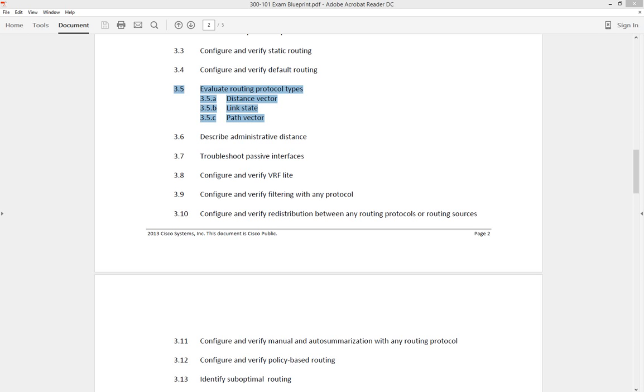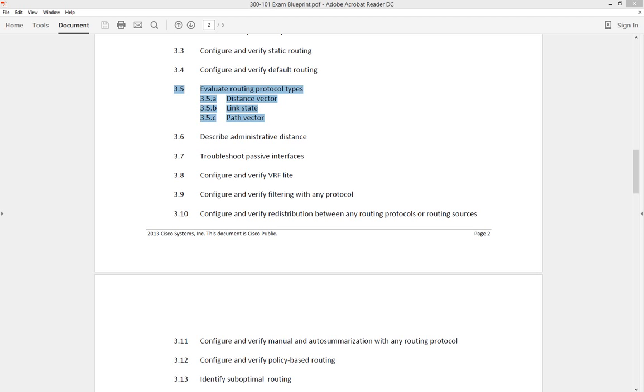How's it going, everybody? In this video we're going to break down the different routing protocol types, and the three different types that there are going to be link state, distance vector, and path vector. We're going to start off with distance vector and explain why they do what they do. Then we're going to talk about link state, why they do what they do, and then path vector.